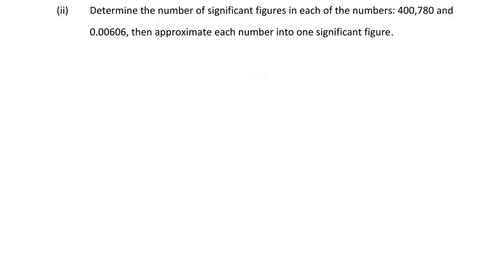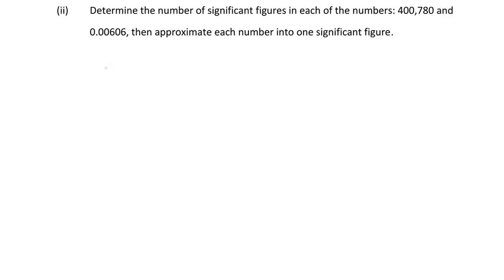For Roman 2, we are supposed to determine the number of significant figures in each of the numbers 400,780 and 0.00606, and then we are supposed to approximate each number to one significant figure. Okay, so we have to remember that a significant figure is a digit from 1 to 9 in any given numeral. And also we have to note that 0 will be considered a significant figure if it is located between other numbers in a given numeral.